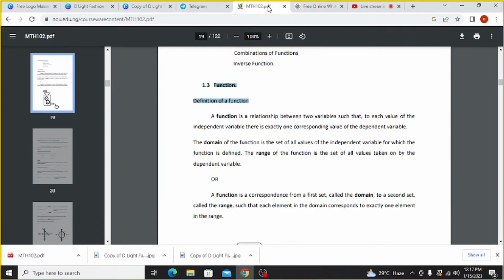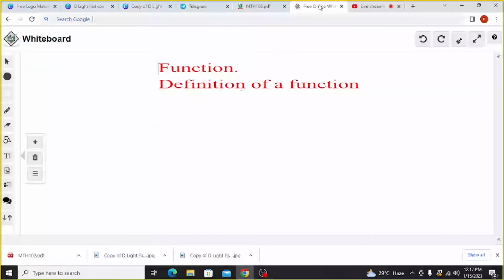So I want to show you guys what is the meaning of function. According to the material, a function is a relationship between two variables such that to each value of the independent variable there is exactly one corresponding value of the dependent variable. Now what is a variable? We have two types of variable, the dependent and the independent variable.